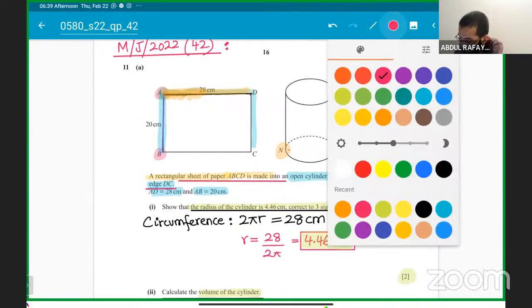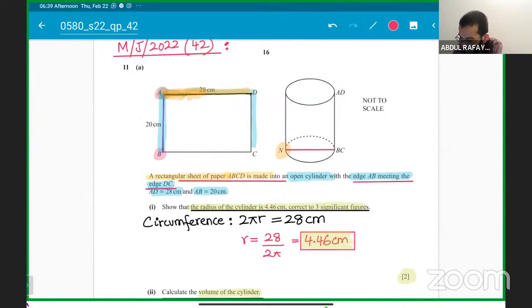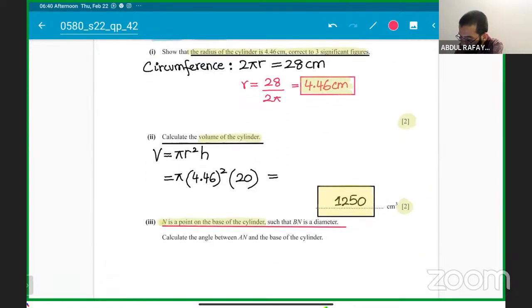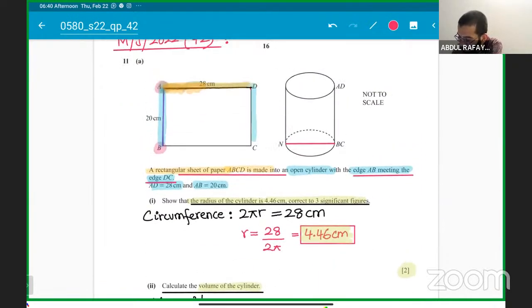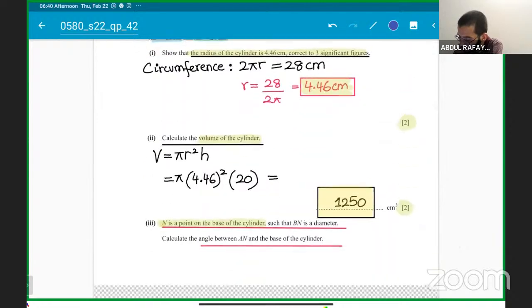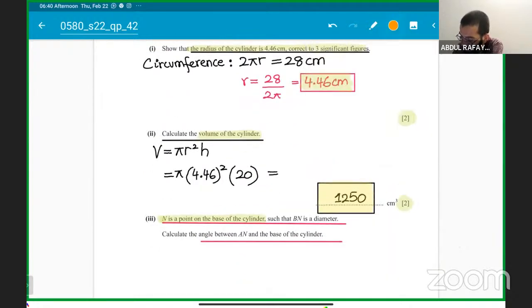Here we go, sir. Diameter form कर लेते हैं. BN is the diameter. Red color, everyone. Red line, BN is the diameter. What you have to find, calculate the angle between AN and the base of the cylinder. Follow करें. As I always say, this is nothing, just reading the question properly. Between AN find करना है. Calculate the angle between AN, sir.